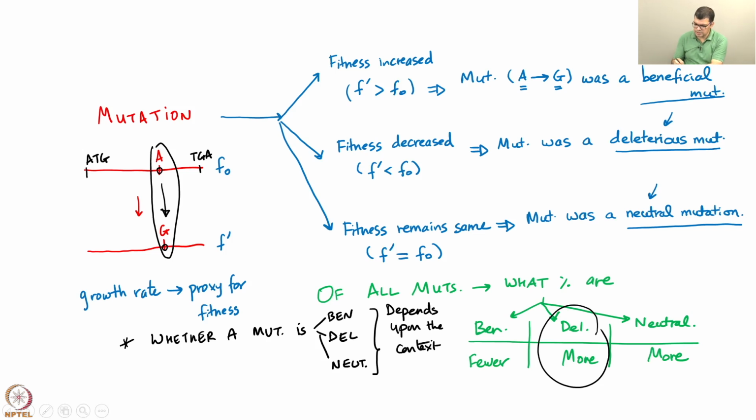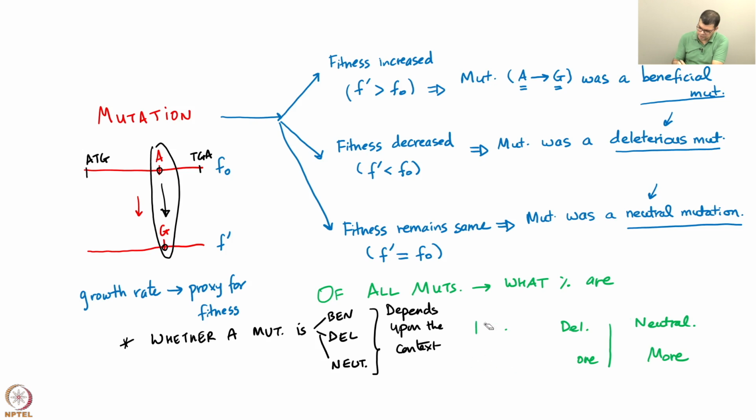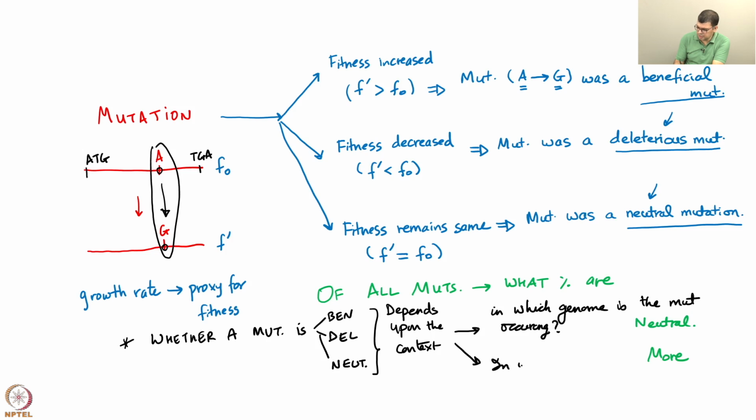And the context that we are interested in here is, if I get this off of the screen, the context is in which genome is the mutation occurring, and in which environment are we talking about the effect of the mutation. Let me discuss these two aspects.